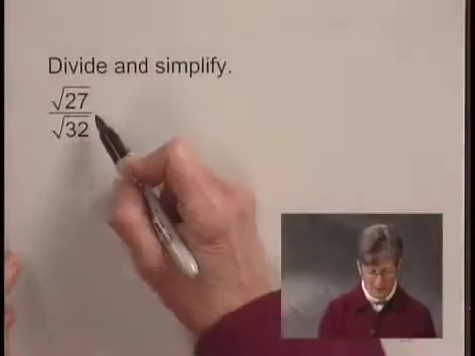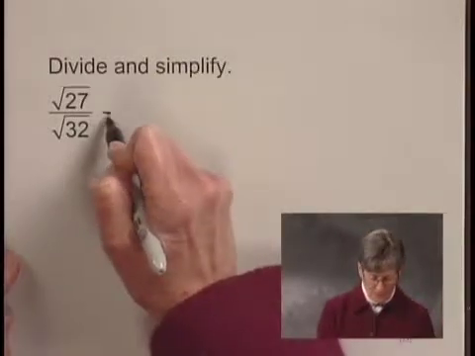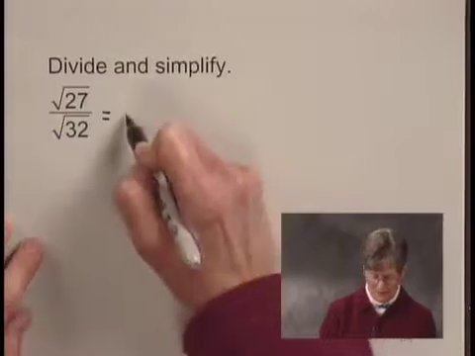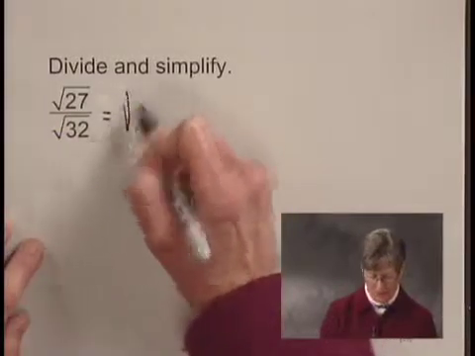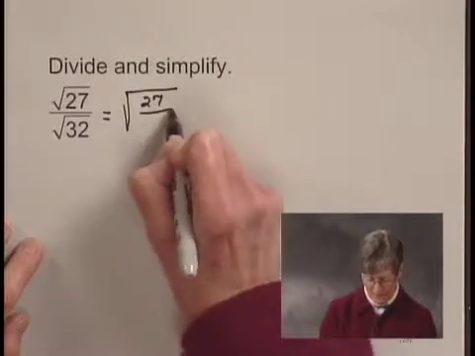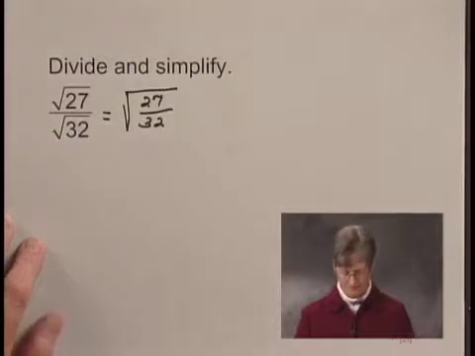In this exercise, we'll divide a radical expression. We'll divide two radical expressions, and then we'll simplify if we can. We have the square root of 27 divided by the square root of 32. And the quotient rule for radicals says that the quotient of two square roots can be expressed as the square root of a quotient. So I can write this as the square root of 27 over 32.